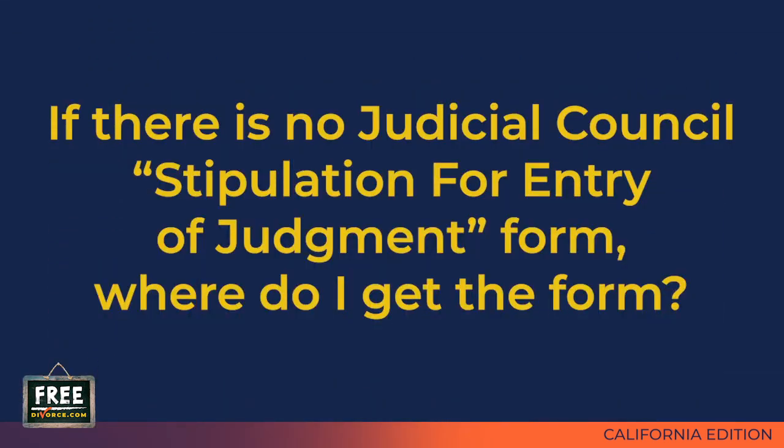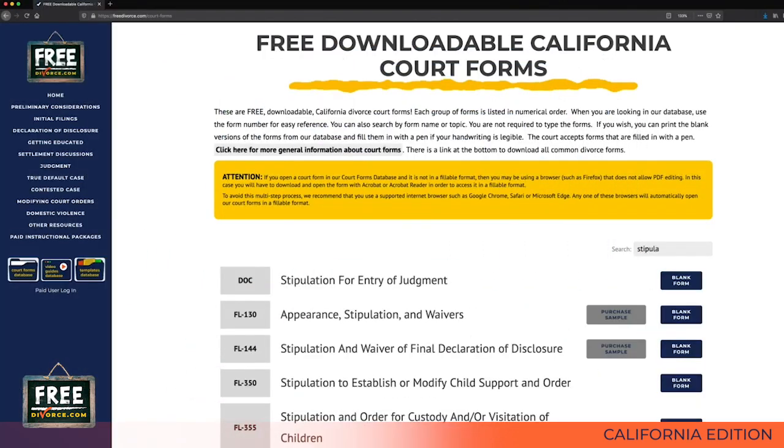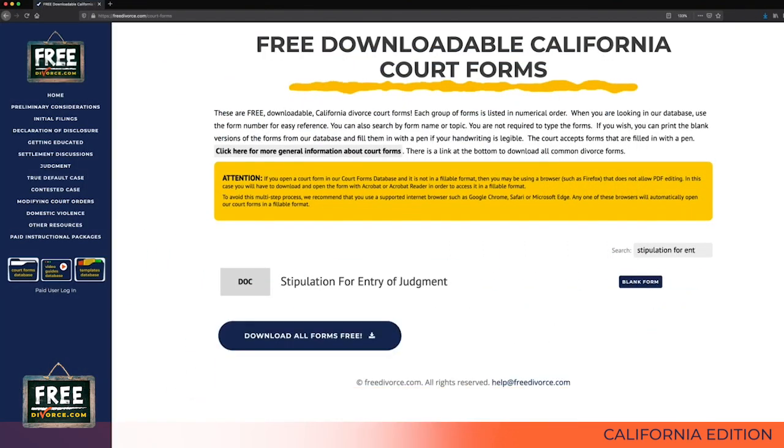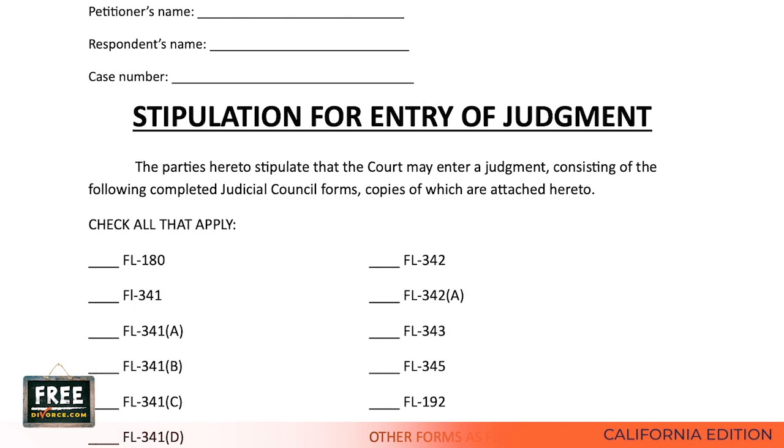If there's no Judicial Council form called Stipulation for Entry of Judgment, where do I get the form? Some counties have a local form you can use. However, we have created a form that you can use, and we put it in our court forms database. Go to our database and find the form entitled Stipulation for Entry of Judgment. This form is one of just a few Word documents contained in the forms database. Our database includes both a blank version of this form and a completed version that you can look at as an example.